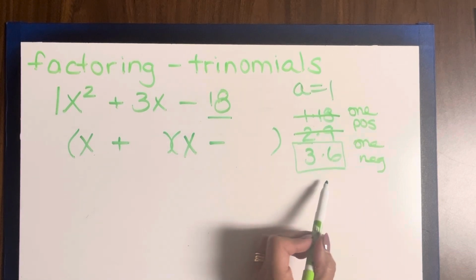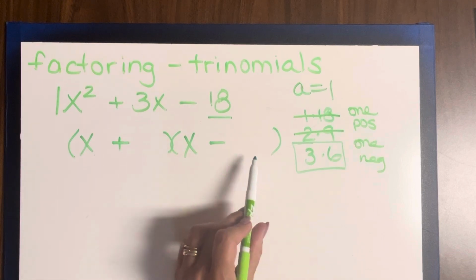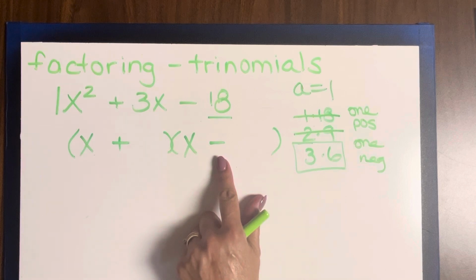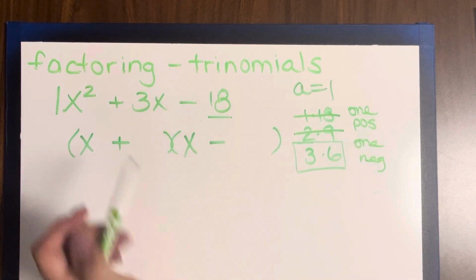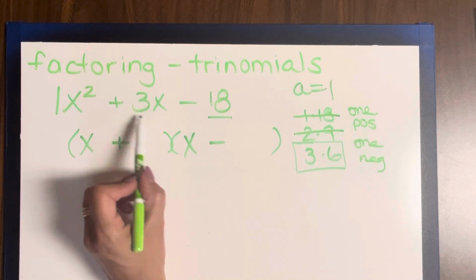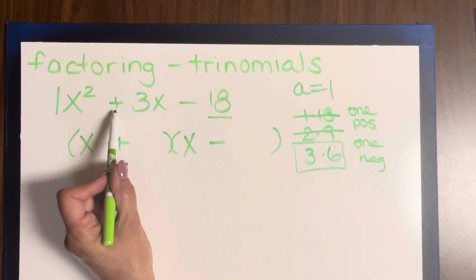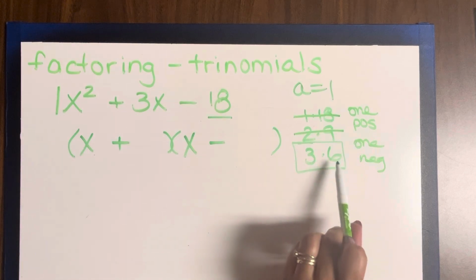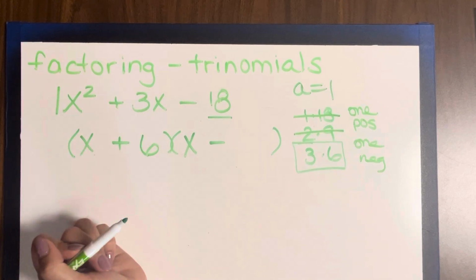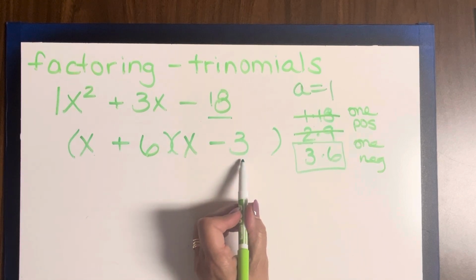Okay, last question. How do we figure out where the 3 goes and where the 6 goes? Because one of them is going to be a positive and the other one is going to be a negative. So your clue is right here. The sign that comes before this 3x, which is what we're trying to get, if it's a positive, that means that our bigger factor, the 6, has to be the positive factor, and the 3 has to be the negative.